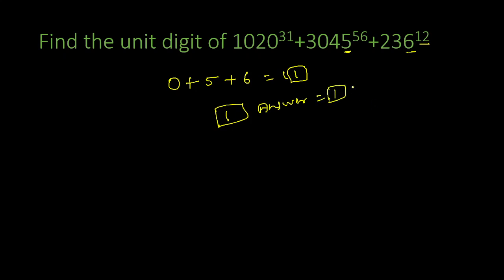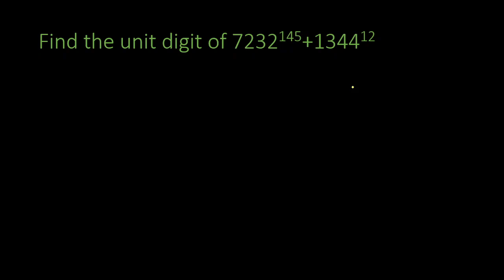Okay, I will go for the next one. Now here is a very important thing. We have 2 and 4. 2 will give numbers in a cycle form. 2 to the power 1 is 2, 2 squared is 4, 2 cubed is 8, and 2 to the power of 4 is 6. Now we have to divide the power of the number by 4, because every 4 powers, 2 forms a cycle.